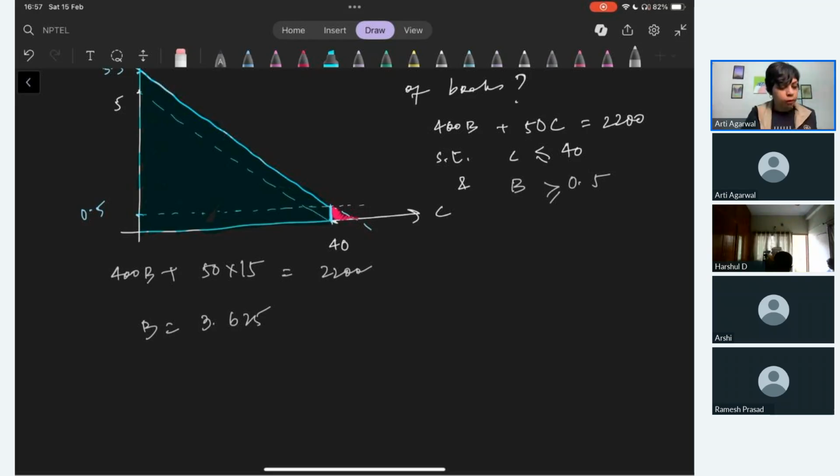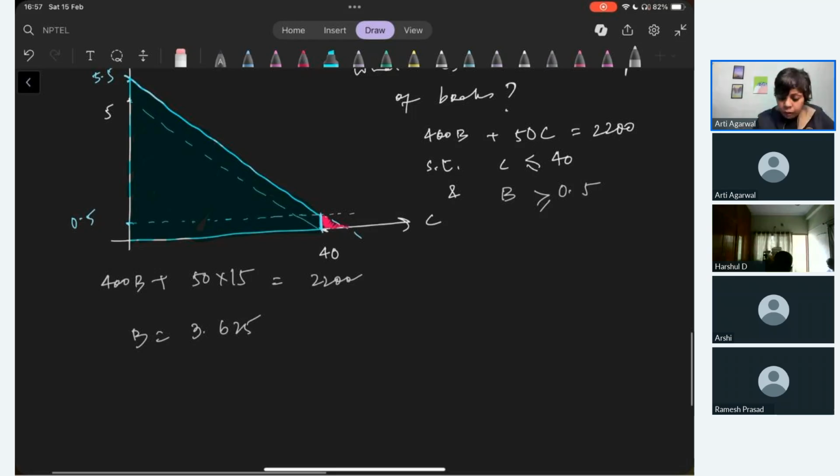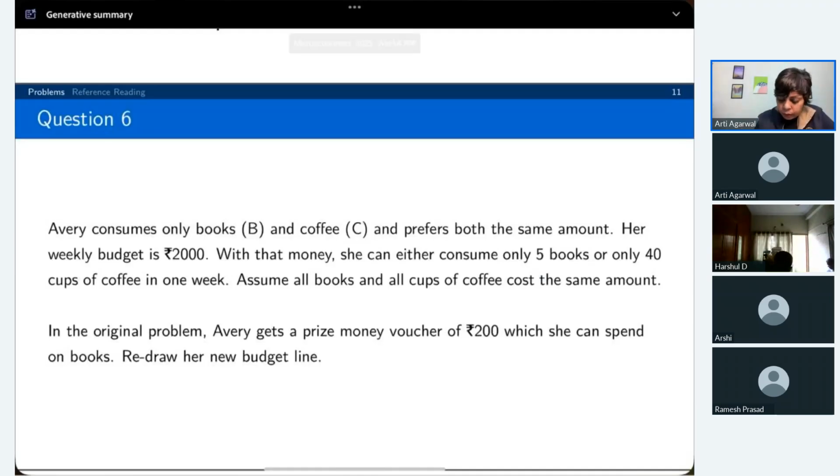Now in this case, we were given the value of C and we had to calculate the value of B. But if you're given the value of B and you have to calculate the value of C, then there may be a slight difference, right? Because then we know that the maximum budget allocated to C is only $2,000, not $2,200.